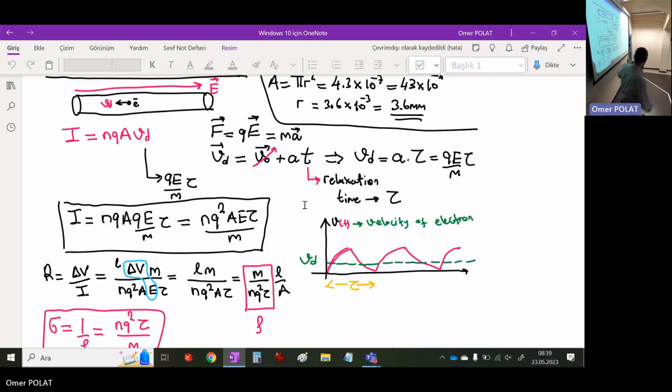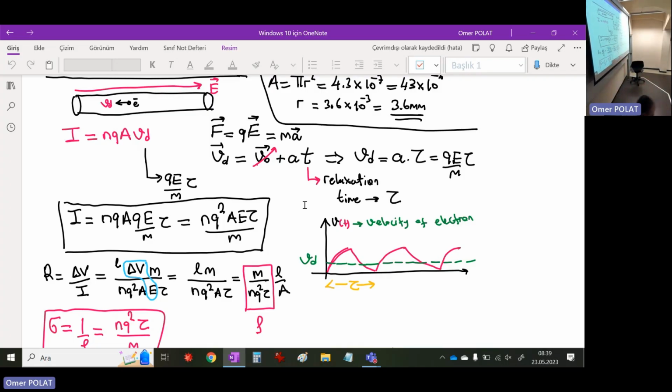Okay. Because of the short relaxation time, electron speed is very low, because the velocity depends on the acceleration and the relaxation time.